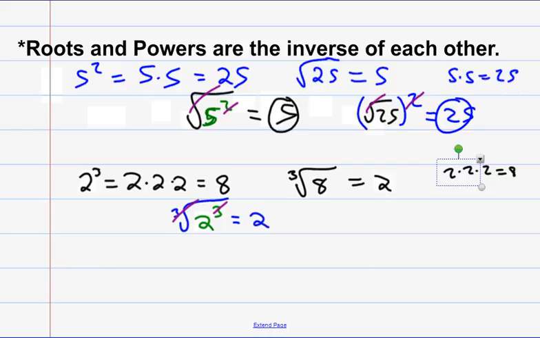Same thing if I'm going backwards. If I have the cube root, sorry, of 8, and I want to undo that, I'm going to cube it. So raise it to the power of 3. And those things kind of cancel each other out. And I'm just left with an answer of 8. Okay?